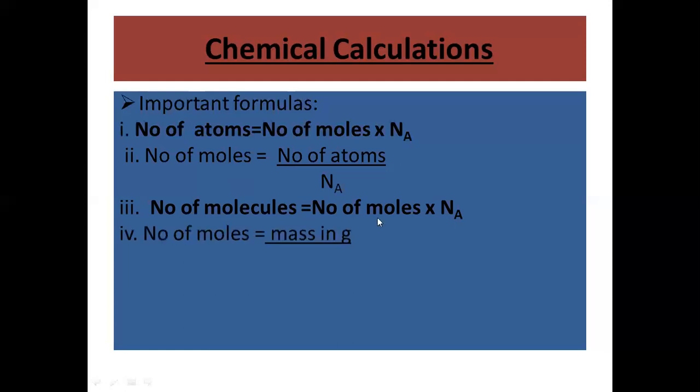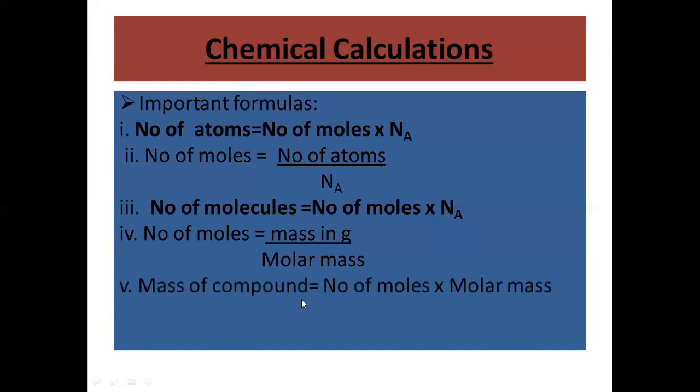If mass is given in a numerical problem and asked about the number of moles, then we will use this formula. Number of moles is equal to mass in grams over molar mass. The second formula and this fourth formula are the same, but you have to read the numerical problem or the data carefully, what has been given to you. If number of atoms are given, then you have to use this formula. If mass is given, then you have to use this formula of number of moles.